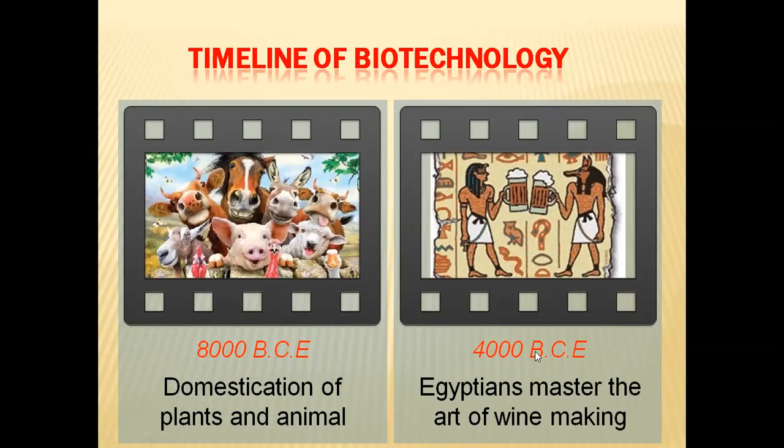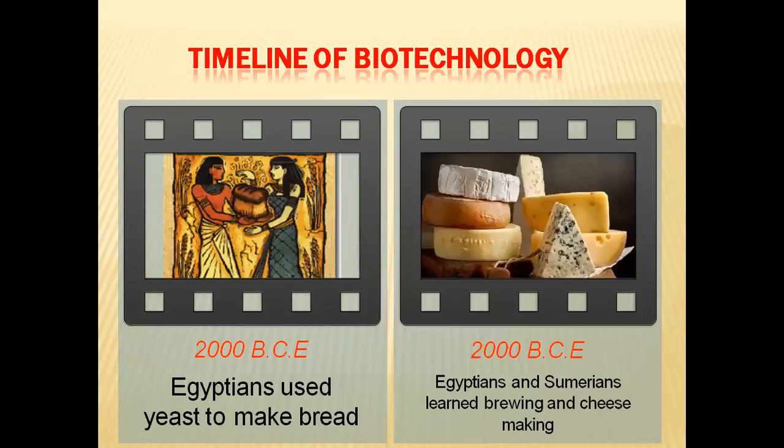4000 BC, that means around 6,000 years ago, Egyptians had the knowledge of making wine from some plant products. Domesticating is a simple way of using animals, but making the wine is not a simple task. So this requires a lot of knowledge. 6,000 years ago only Egyptians had mastered that art of wine making. And 4,000 years ago, Egyptians again used yeast to make bread. And 4,000 years ago, Egyptians and Sumerians learned brewing and cheese making.